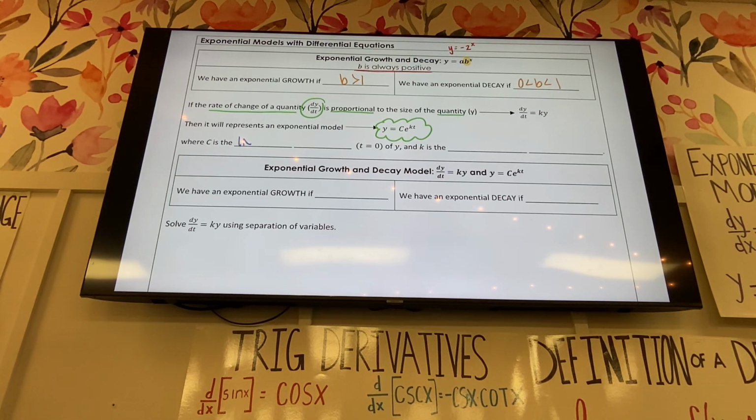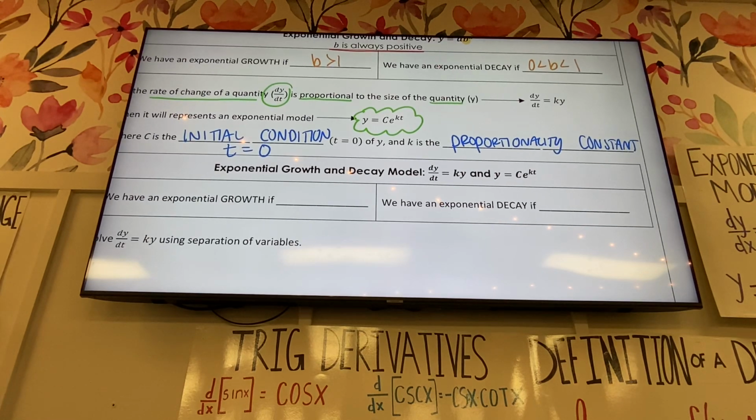C is going to be your initial condition, and your initial condition is going to be when time is 0. And k is going to be the proportionality constant. We're going to want to figure out what the initial condition is, and what the proportionality constant is if it doesn't give it to us, to write this exponential equation, because that would be the solution.